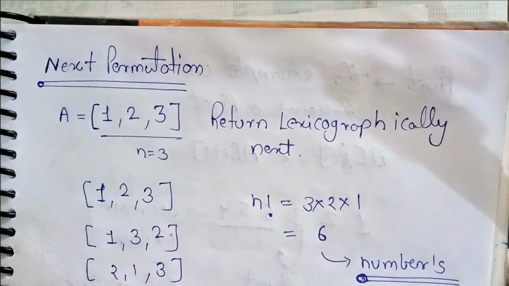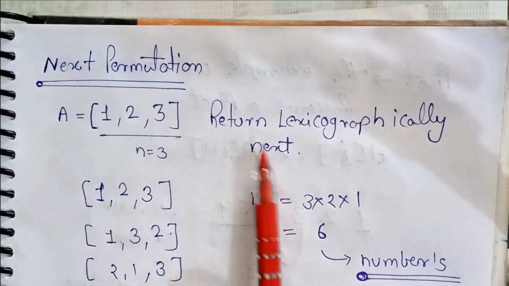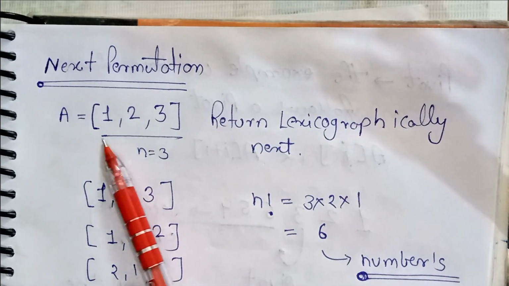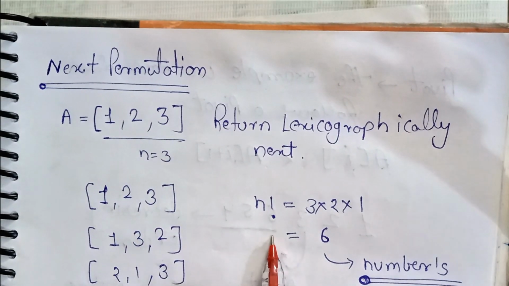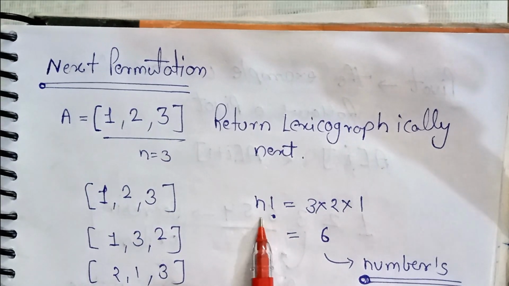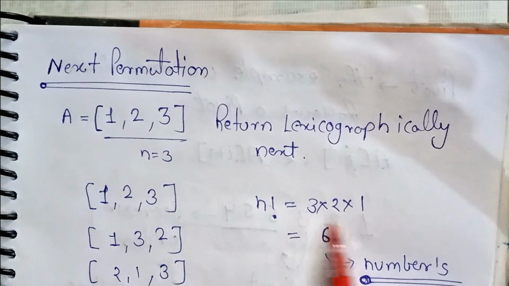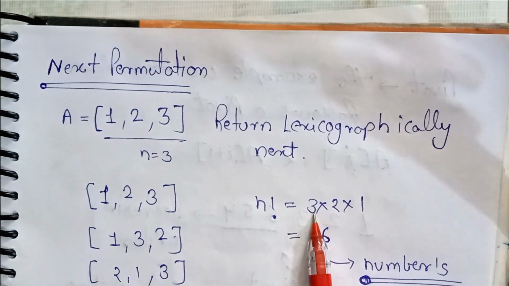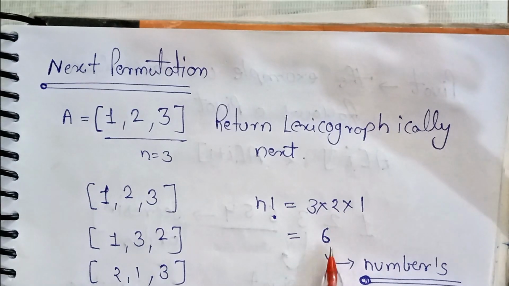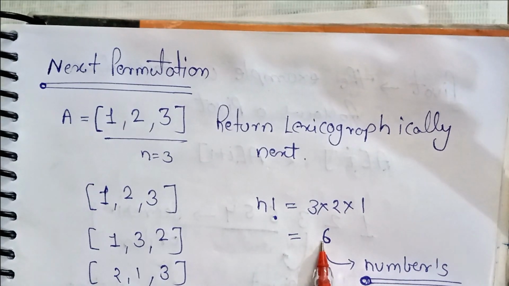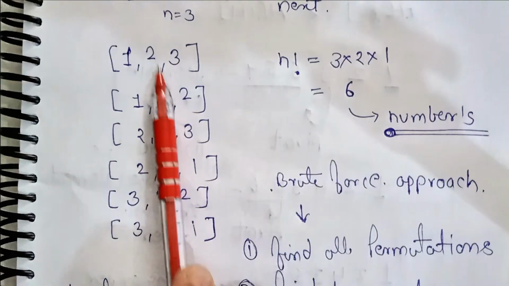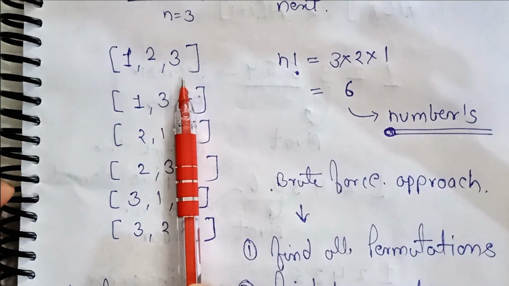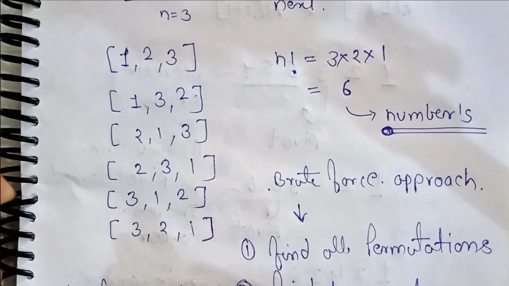So here is the logic. So moving to the logical part, we have one array which is 1 2 3 written lexicographically next. The number of elements in this array is n equals 3. So the possible combinations we can create is n factorial. So we have to find the factorial of number 3, which is 3 multiplied by 2 into 1, which is 6. The number of possible combinations we can create is 6. Here we have one example which is given in the question itself, so no need to explain this.